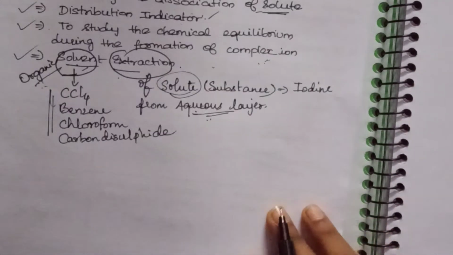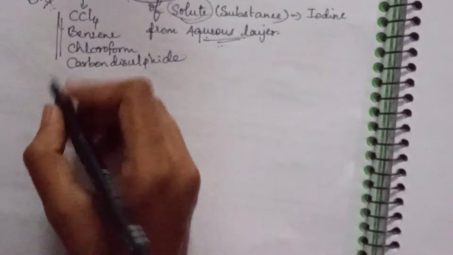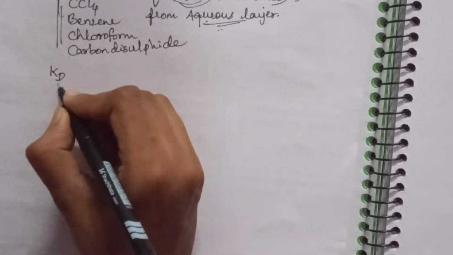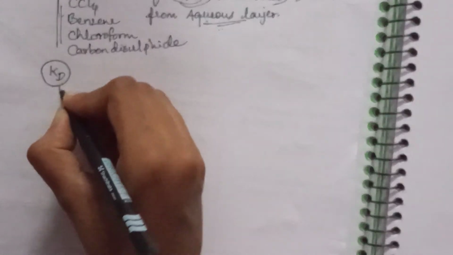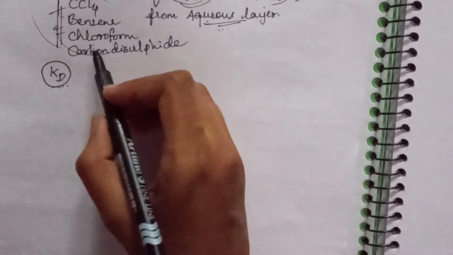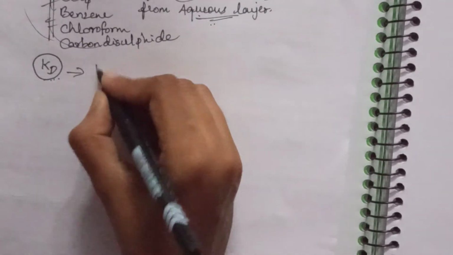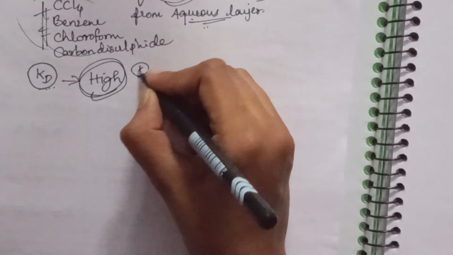The condition that favors this solvent extraction is that the partition coefficient between the extracting solvent and the solution in which the solute is already present must be high. The partition coefficient must be high, that is one of the important conditions.